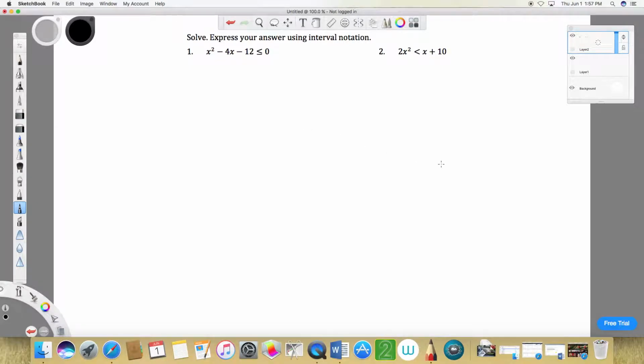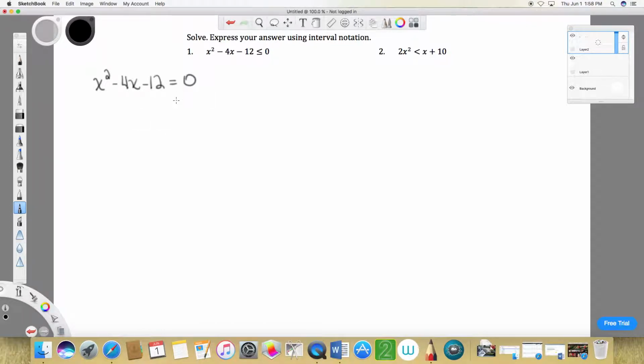Let's take a look at these two problems. We're looking at quadratic inequalities now. The first thing I'm going to do is just ignore that it's an inequality and write it as an equation. So I'm going to look at x squared minus 4x minus 12 is equal to 0, and I'm going to solve this equation.